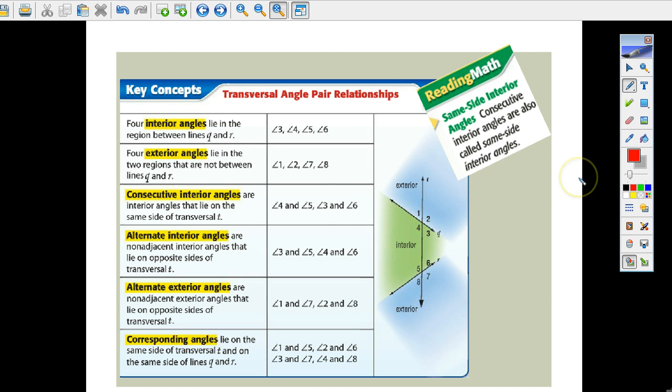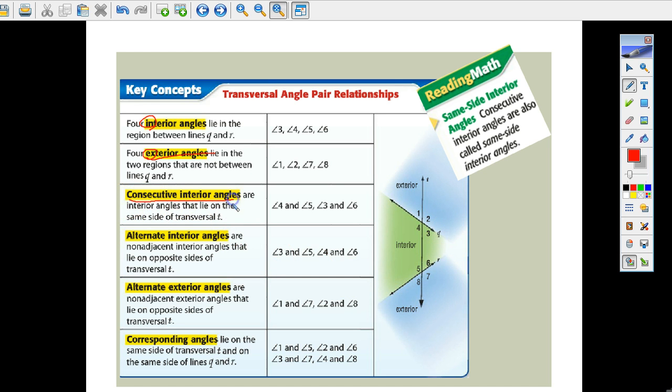Alright, so when you have a transversal, there are many angles that form with this transversal. So we're going to name some of those angles. Interior angles. Interior means inside. Four interior angles lie in the region between lines Q and R: angles 3, 4, 5, 6. They're the inside ones. Exterior, outside angles: 1, 2, 7, 8. So there are the ones inside and the ones that are outside.